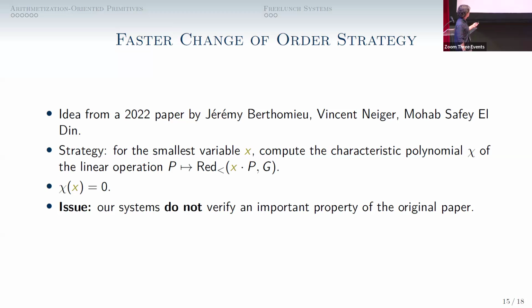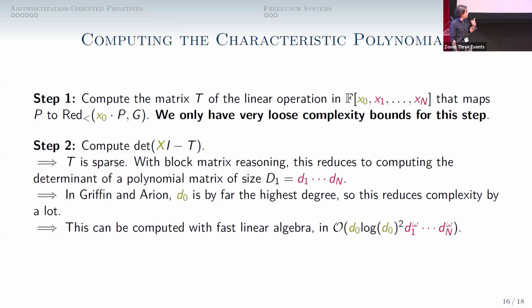So in the paper, the complexities are generically better than FGLM. The issue is that our systems do not verify a very important property of this paper. So we have to kind of do it by hand. So here's the way we compute the characteristic polynomial. So first we compute the matrix of the linear operation that maps p to x0 times p reduced. And unfortunately, for this step, we only have very loose complexity bounds.